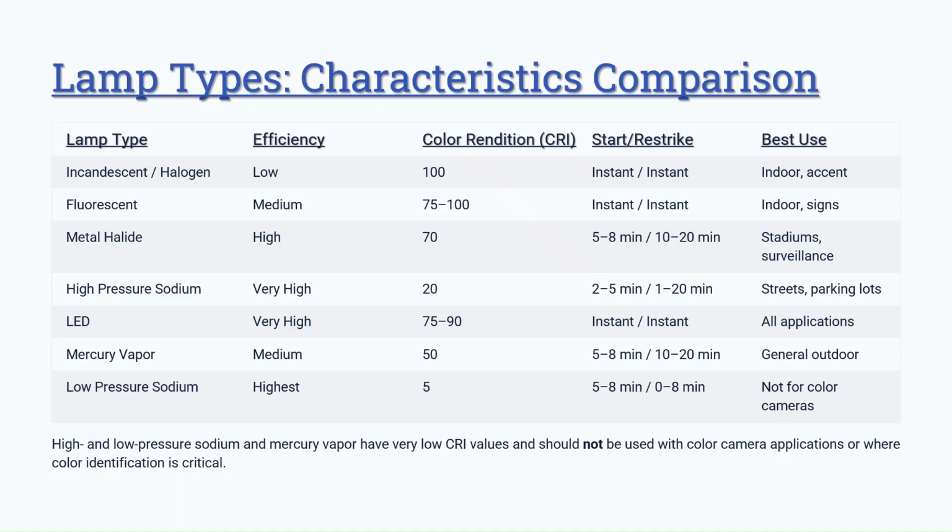High-pressure sodium lamps are highly efficient but have poor color rendering, making identification difficult. LEDs combine high efficiency, long life, and good color rendering, making them ideal for modern security applications. Understanding these characteristics helps in selecting the right lighting solution for both performance and cost effectiveness.